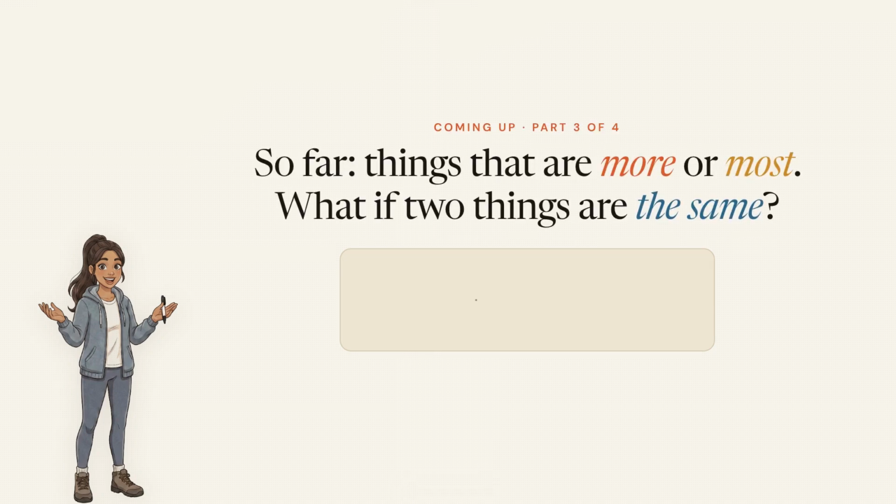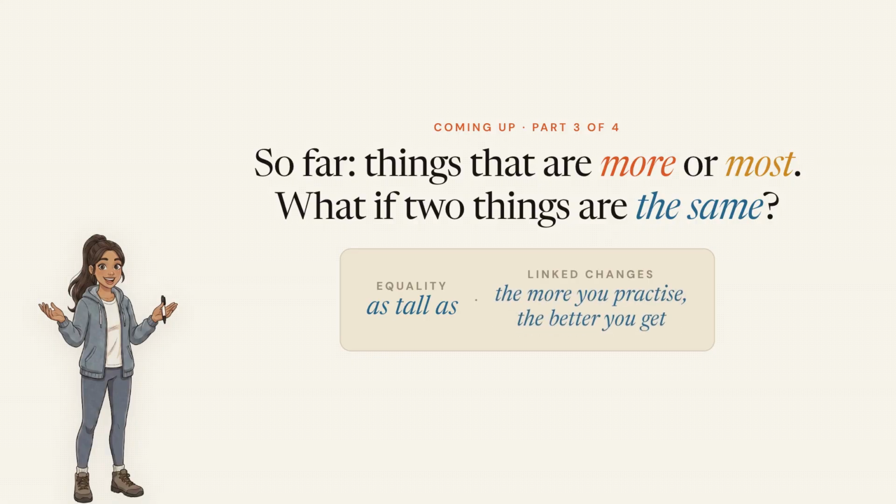Now, so far we've talked about things being more or less than each other. But what if two things are the same, equally good, equally tall? And what about those fancy structures like, the more you practice, the better you get? That's part 3. And that's where your English really starts to level up.